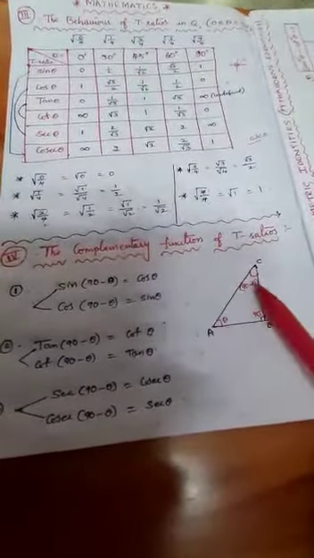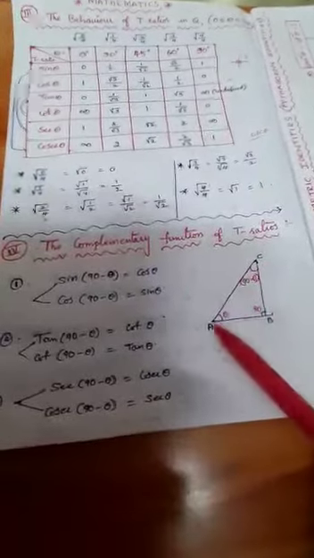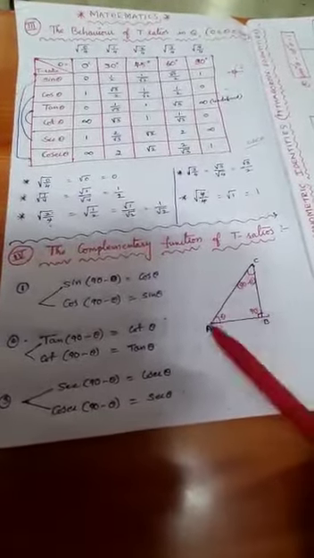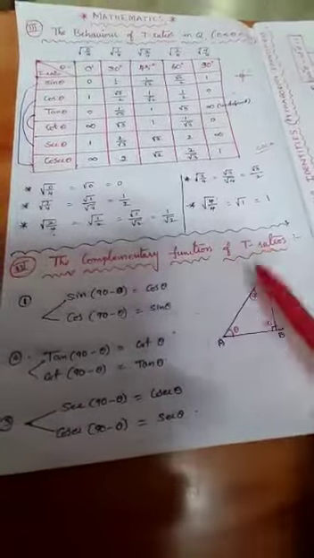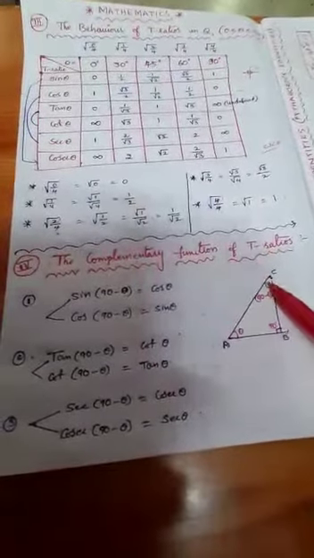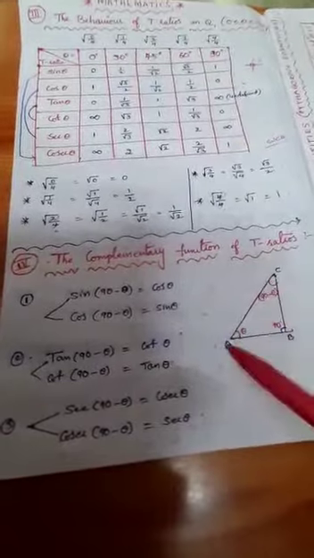So if it is theta, this is 90 minus theta. If here it is theta, this is 90 minus theta, because these two are complementary angles. So therefore, I am going to find the complementary functions for the T ratios. Now sin 90 minus theta is cos theta, because these two are complementary functions.